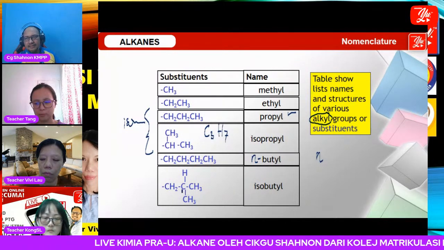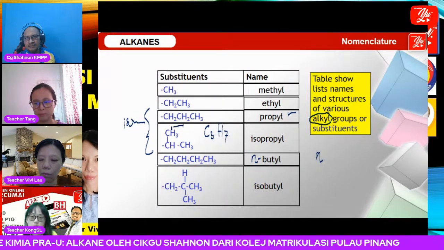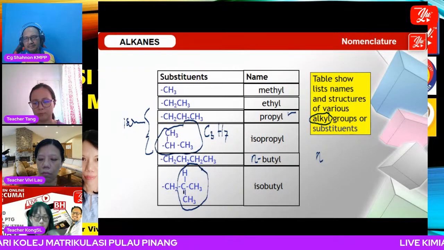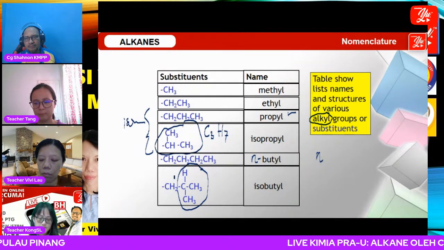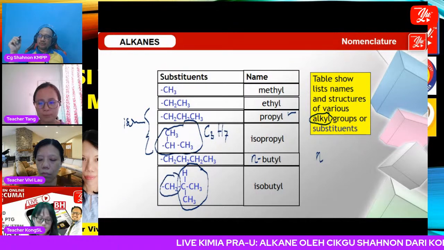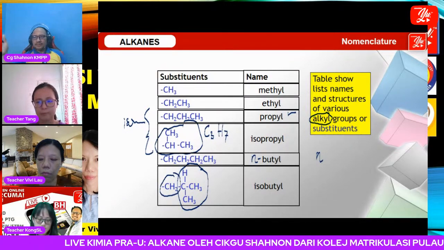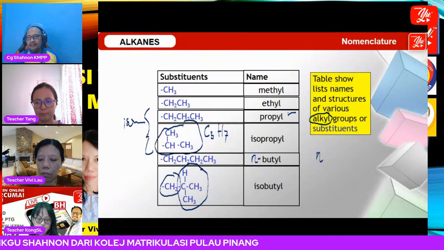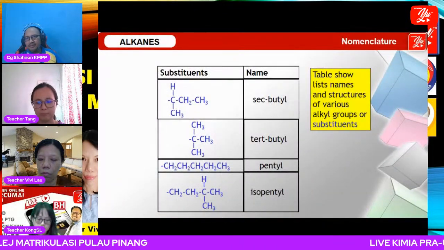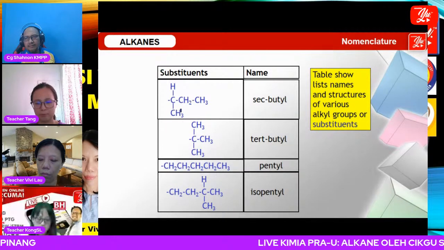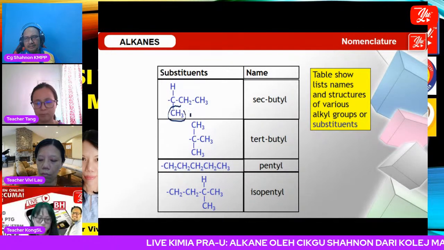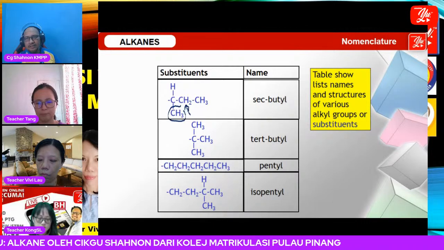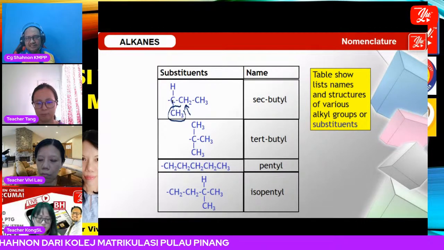If you look at this isobutyl, the structure is the same as isopropyl. It has a branch like this, but we just add another CH2. So this is isobutyl. We have a butyl, we have an isobutyl, and then we have a sec-butyl. In isobutyl, the branch is at this carbon, but now we change the branch to this carbon.